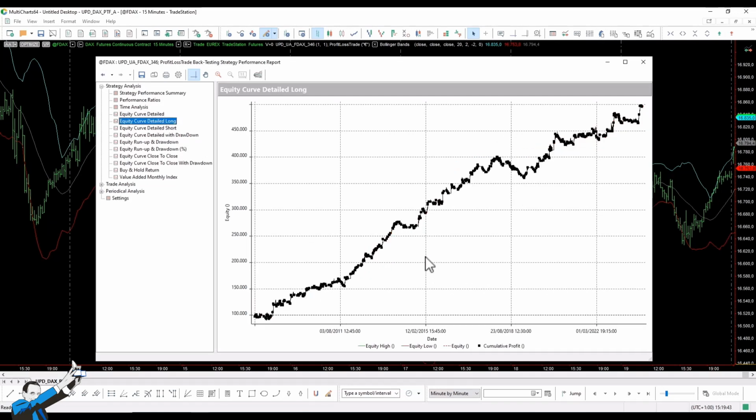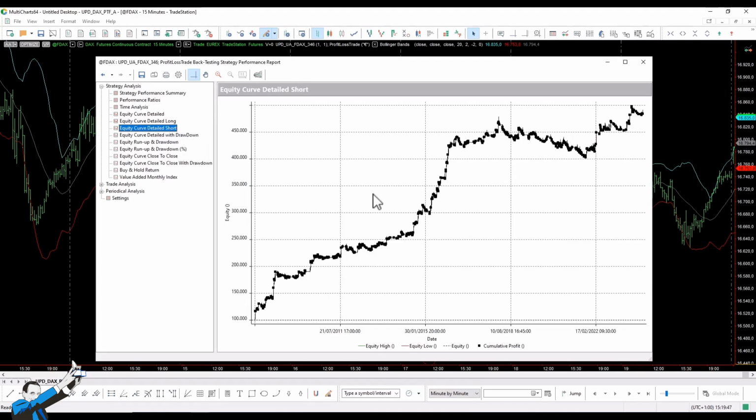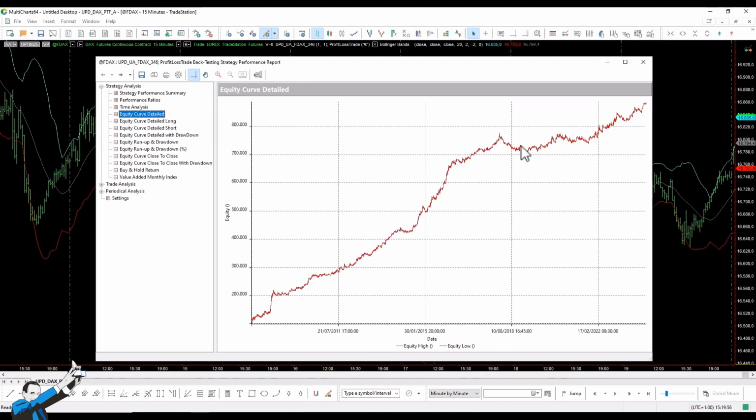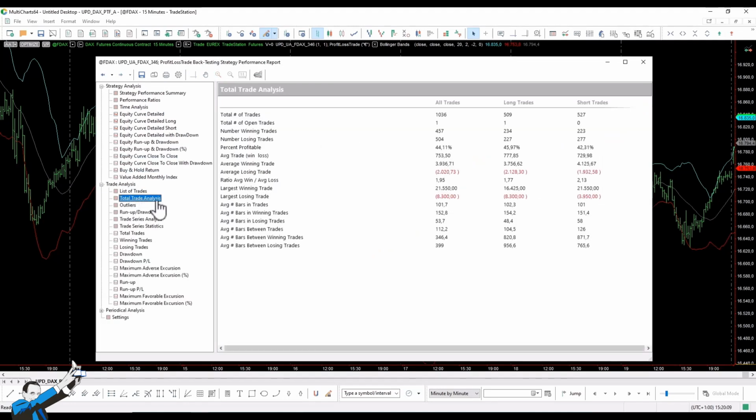The equity on the long side also grows steadily, while regarding the short side equity, we can notice that it experienced a slightly more difficult period compared to the long side, which clearly contributed to the drawdown we see in the total equity. Now let's look at the number of trades and the average trade of the strategy.